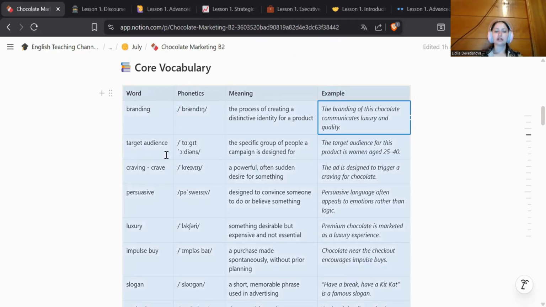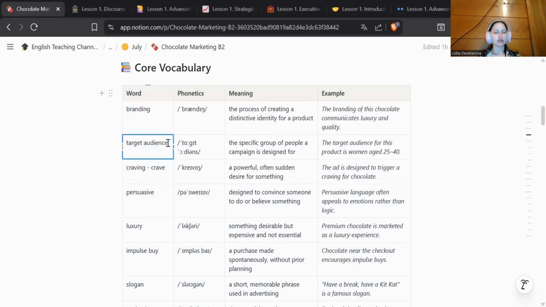The next one is target audience. If you work in marketing, you definitely know what target audience is. But to be honest, I believe that everyone should know what target audience is, because we all are a target audience for something. A target audience is a specific group of people a campaign is designed for. So basically, we have this specific group of people who have some similar traits, like gender, age, location, preferences. And we design our product specifically for those people. So when we advertise this product, we take into account the fact that our target audience is a specific group of people, right? The example is: the target audience for this product is women aged 25 to 40.